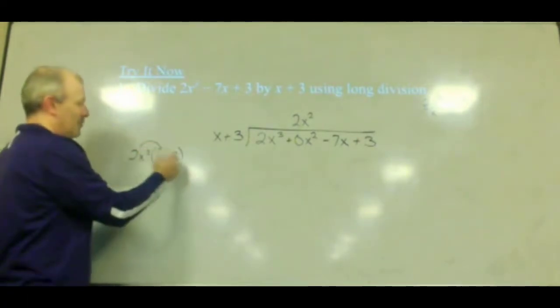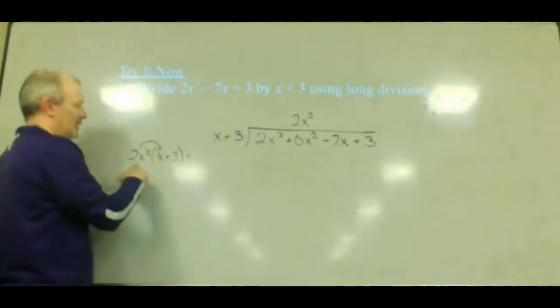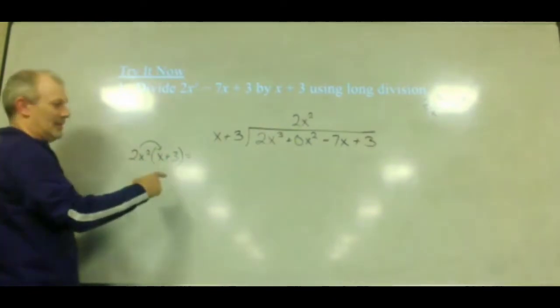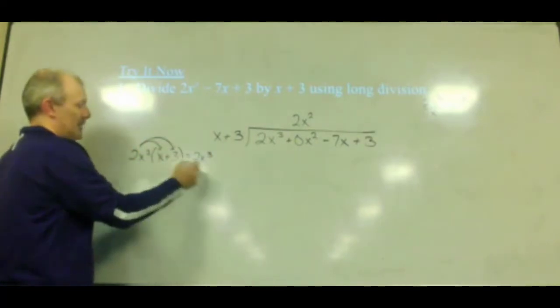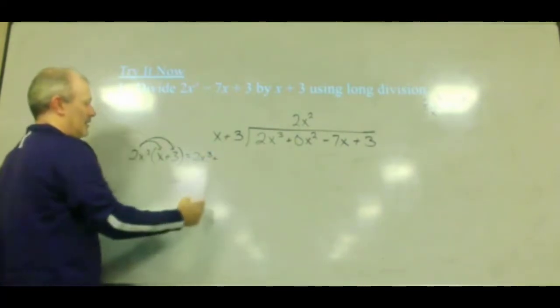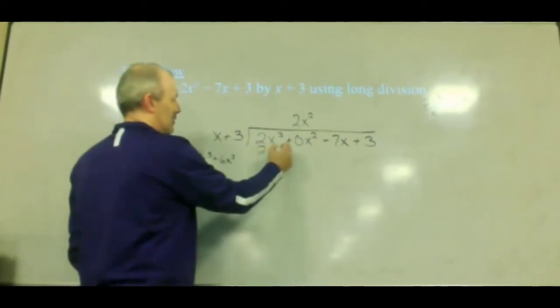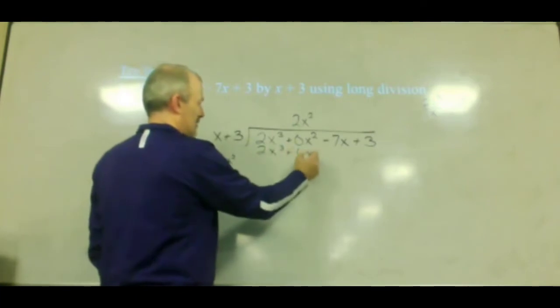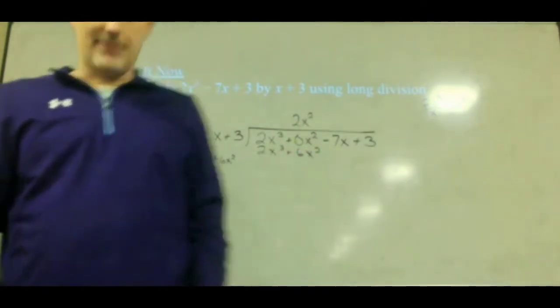So what do we get for this first one? We distribute that. 2x squared times x, 2x cubed. And then 2x squared times 3, 6x squared. So we're going to put that here. 2x cubed plus 6x squared. So we wrote it down underneath there. What do we have to do next?